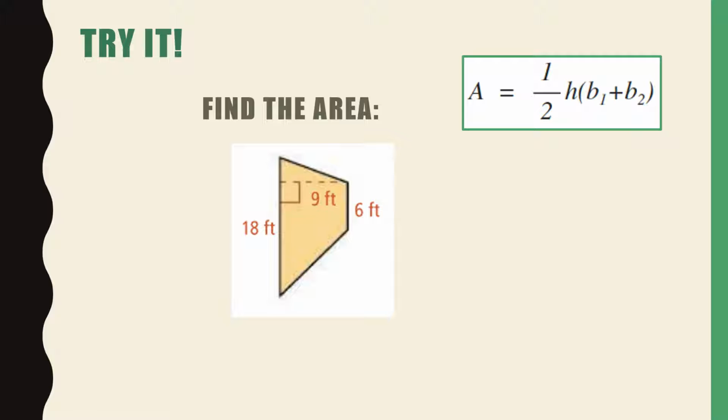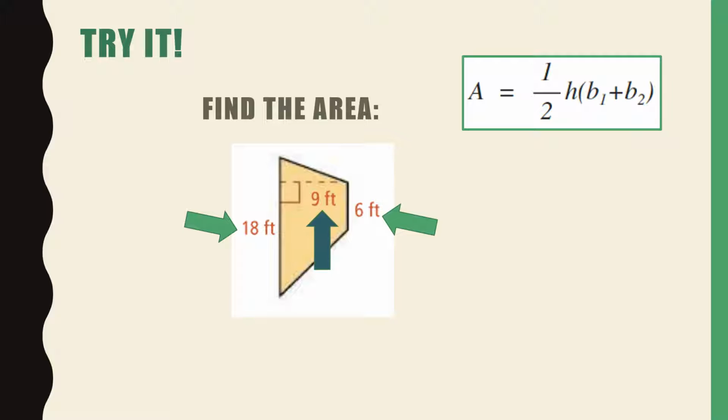So the very first thing we need to do is identify those bases. We need to make sure we know which numbers are which. And in this case, our bases are the 18 and the 6. And the way I know the bases are 18 and 6 is because those are the two connecting with the height. So the height is really what's helping us determine that. So that 9 foot, that's our height. That's connecting the 18 and the 6. So the 18 and the 6 are the bases.